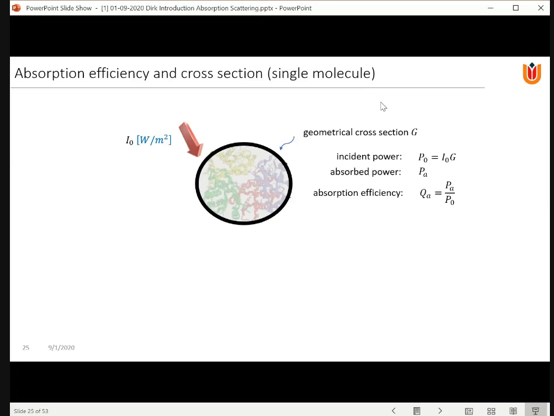Okay, I can go on. So we have P0, we have PA, we have the absorption efficiency. So we can combine these equations now as such. The absorbed power equals the absorption efficiency times the geometrical cross-section times the incident intensity. Agreed? You can work out the units for yourself, and then you'll see that it works.